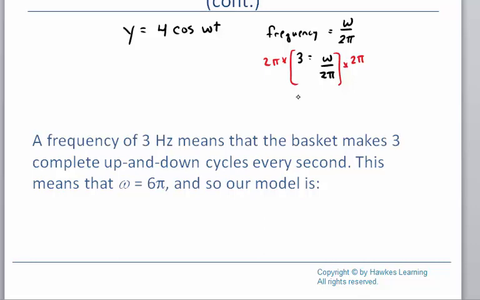And so 2 times 3 is 6 pi, and it's going to cancel over here, and we have our omega value. All right, so that's where this comes from. And now we're just going to plug that in. So we have our model looking like y is equal to 4 cosine. In place of the omega, I'm going to put 6 pi, and I'm going to leave the t because the t is our variable.